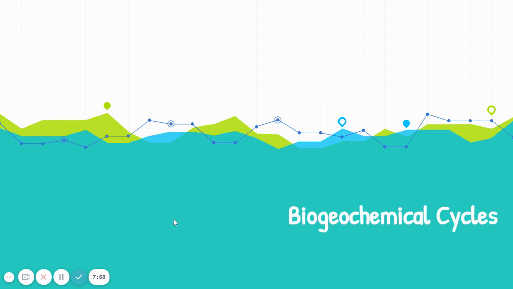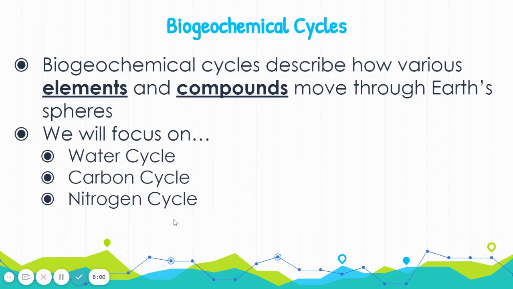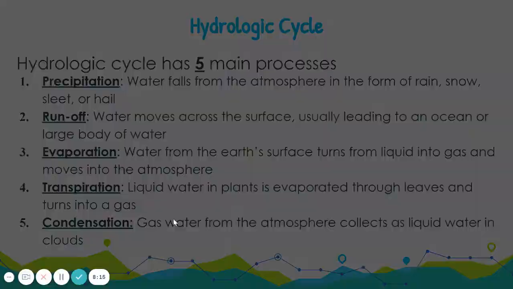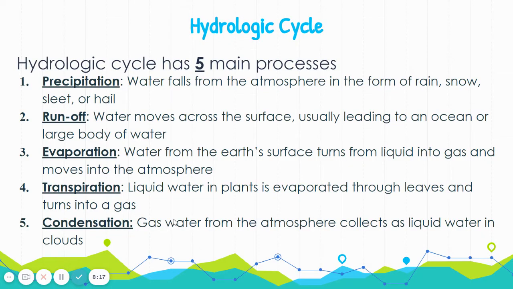So then biogeochemical cycles. Biogeochemical cycles describe how various elements and compounds are going to move through Earth's spheres. We're going to focus on 3 different biogeochemical cycles: the water cycle, the carbon cycle, and the nitrogen cycle. So the hydrologic cycle, also called the water cycle, has 5 main processes. They can happen in any order. They are all happening continuously all the time to keep this cycle moving.